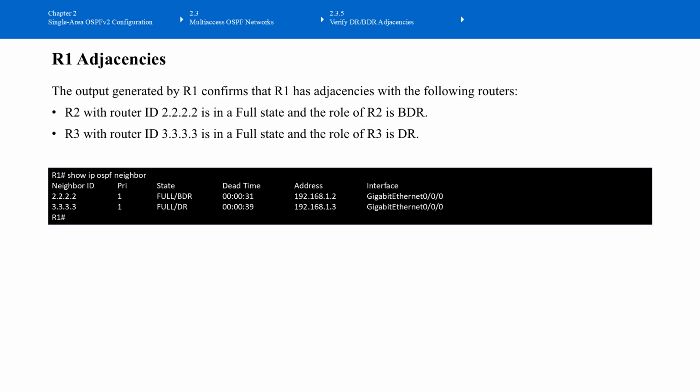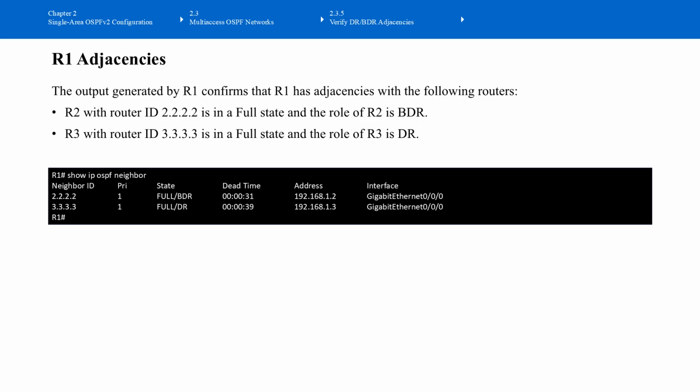PRI, that's the priority 1. This is for OSPF priority, which is 1. Full BDR, this is for R2. So R2 is the BDR, and R1 has a full adjacency with it.